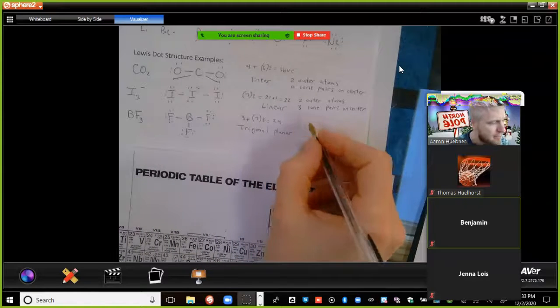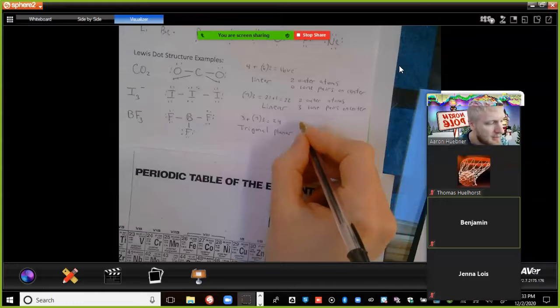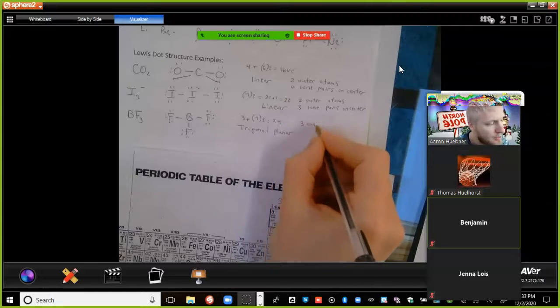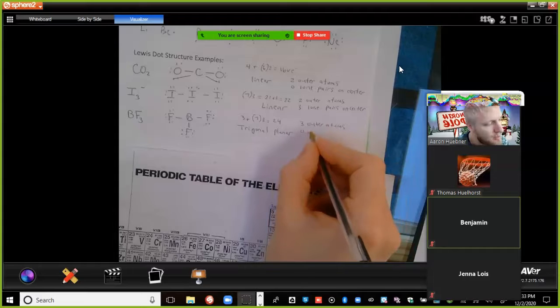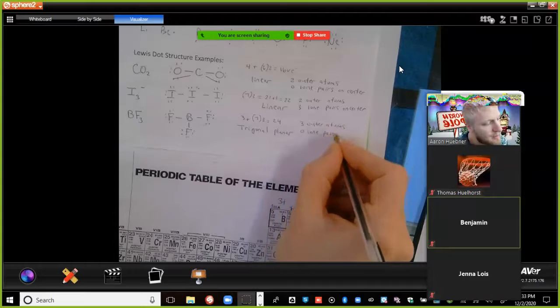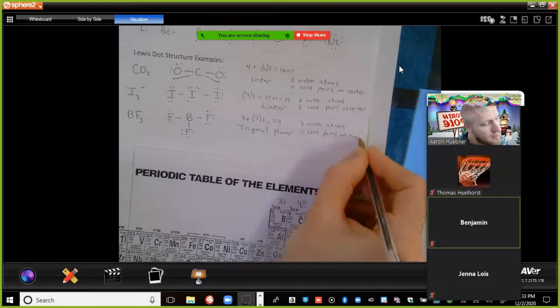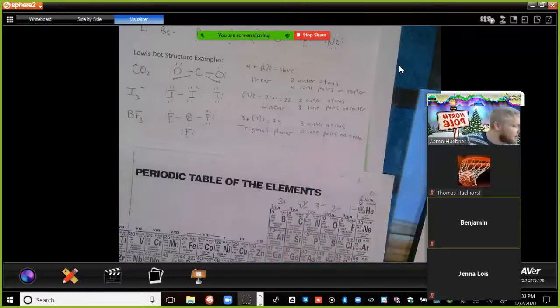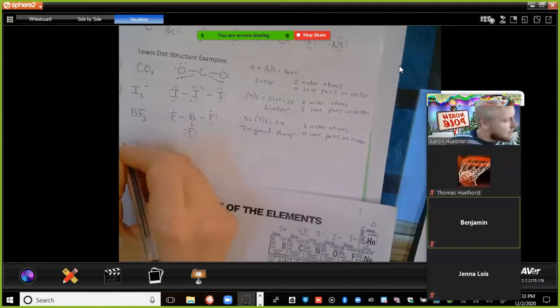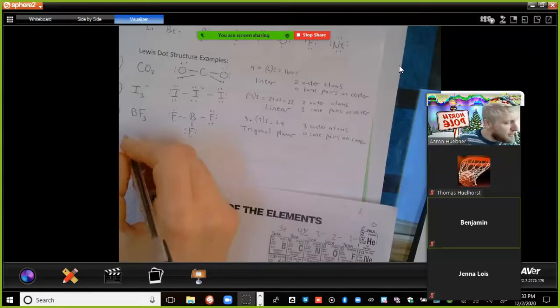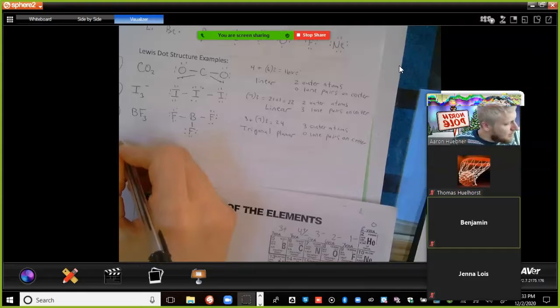I don't know if we'll have enough time. Let's see. 3 outer atoms, 0 lone pairs on center. Okay, really, I should do NH3. So we'll write NH3, and then I'll leave this. We'll get as far as we can. NH3.